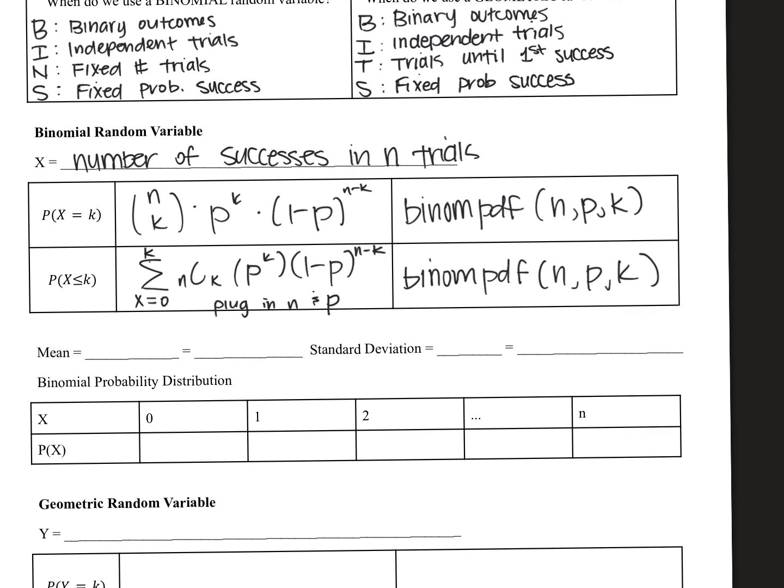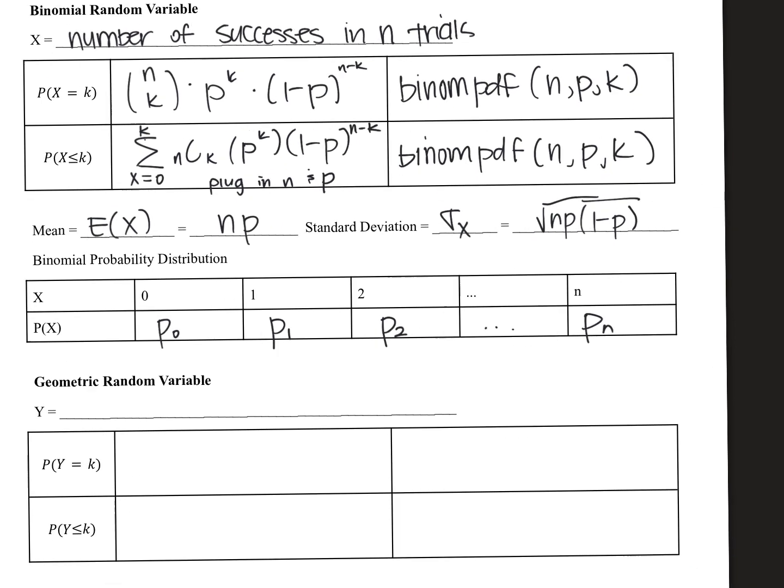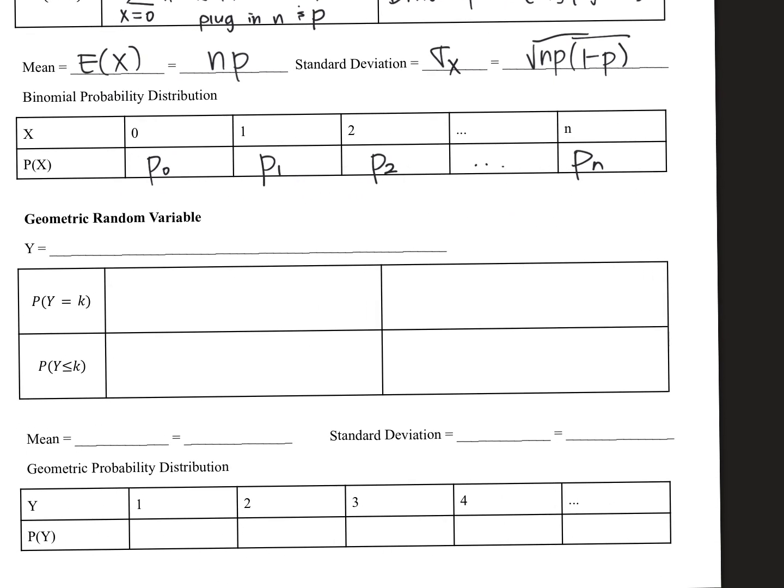The mean, which we also call the expected value, is n times p, and the standard deviation is the square root of np times 1 minus p. You can do a table for a binomial probability distribution, where you have the probability of the first, the probability of the second, and so on. It's very similar to a regular probability distribution table. There's no real difference there.